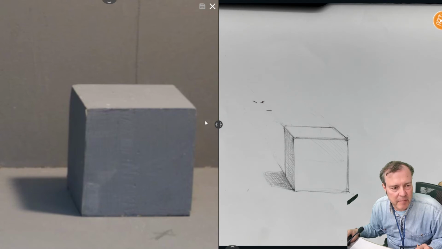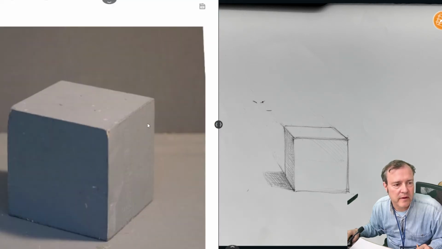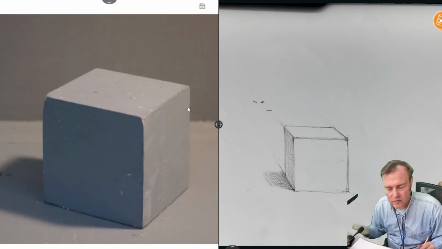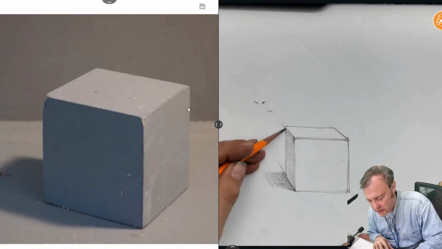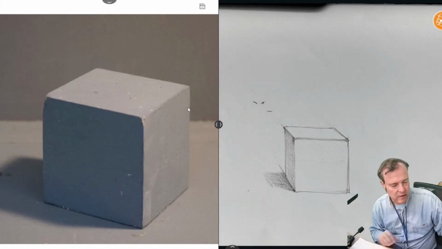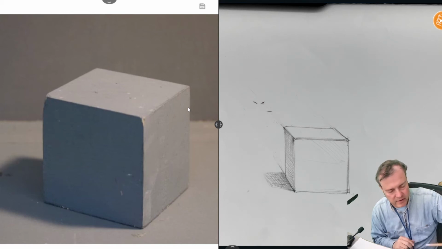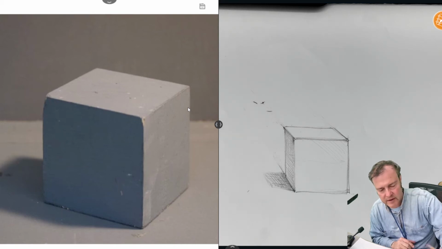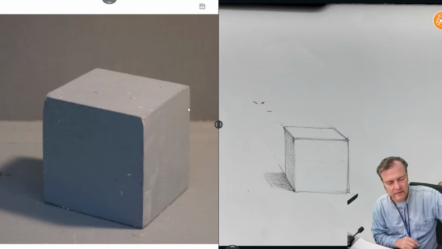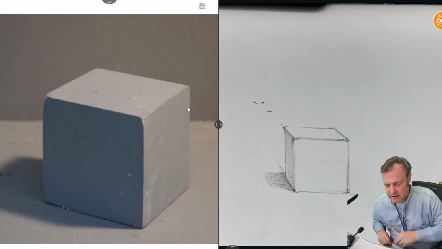To do the same drawing in 2 point perspective looks like this. Before I start drawing though, I just want to remind you the big idea of perspective is that when things get a little further away, they get a little smaller in our field of vision.